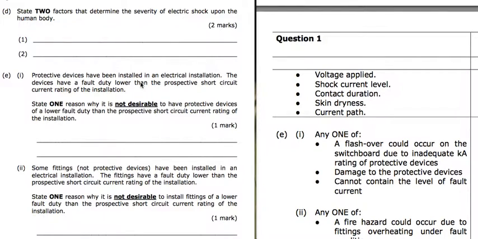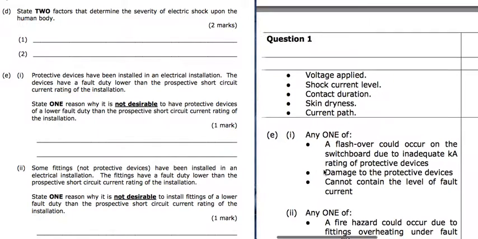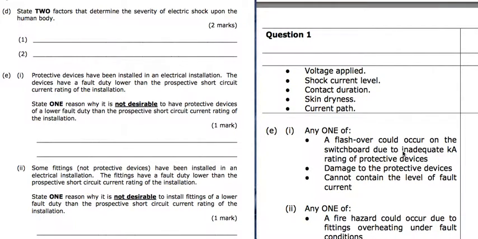We've installed some protective devices. The devices have a fault duty lower than the prospective short circuit current. The prospective short circuit current is the maximum current that the system can deliver under fault conditions. If our protective device has a fault duty lower than this, then we're going to have all sorts of problems. We're going to have flashovers because we've got inadequate kVA rating of the protective devices. It's going to damage the protective device. It can't contain the level of fault current. That's the basic crux of the matter. It can't handle that level of fault current.